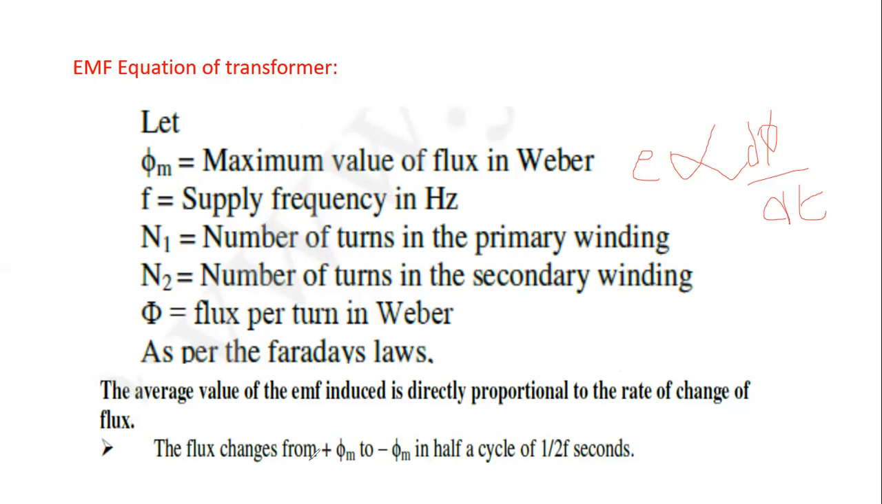The flux changes from plus phi m to minus phi m in a half cycle, that is, in 1/2f seconds. Therefore, the flux varies from phi m to minus phi m in a half cycle of 1/2f seconds.